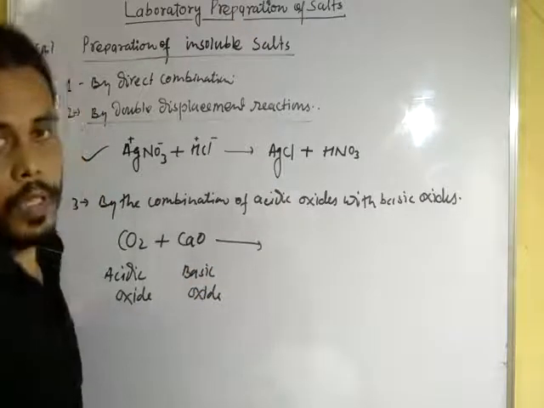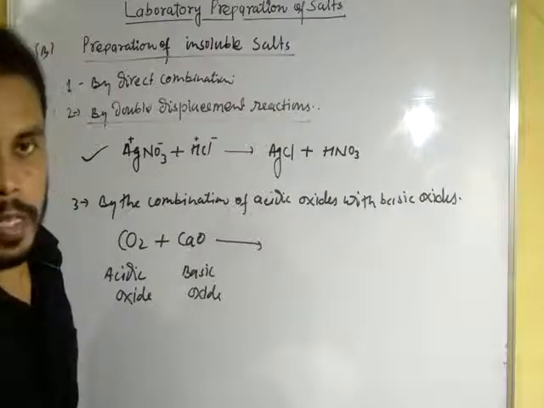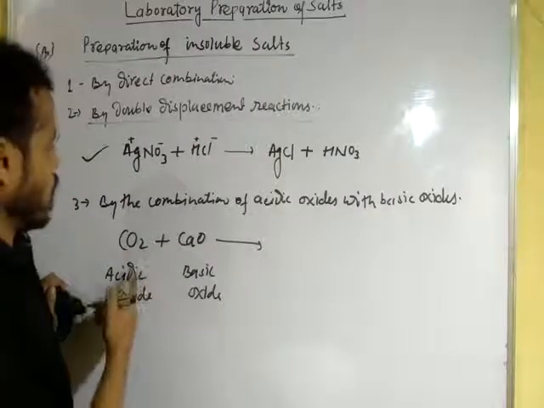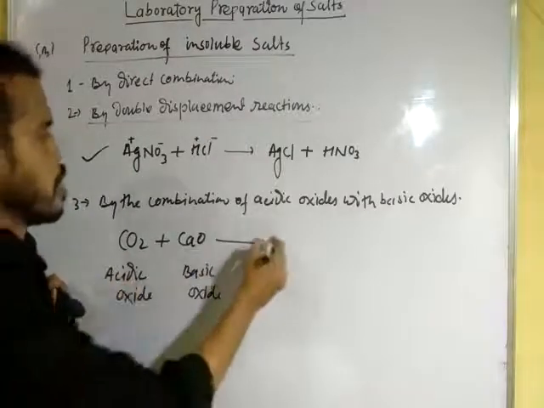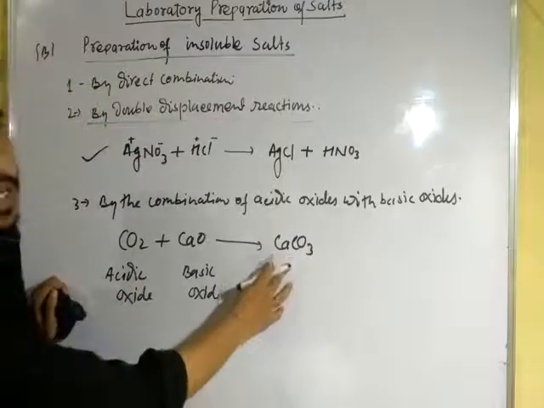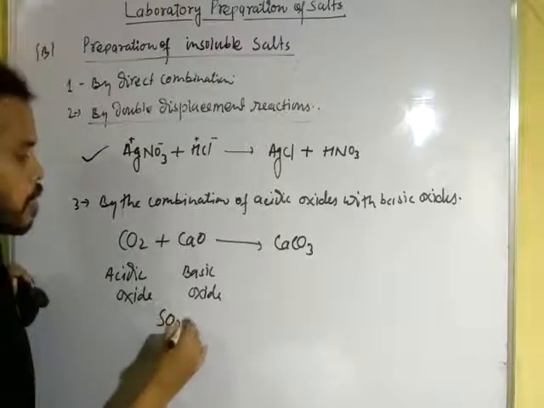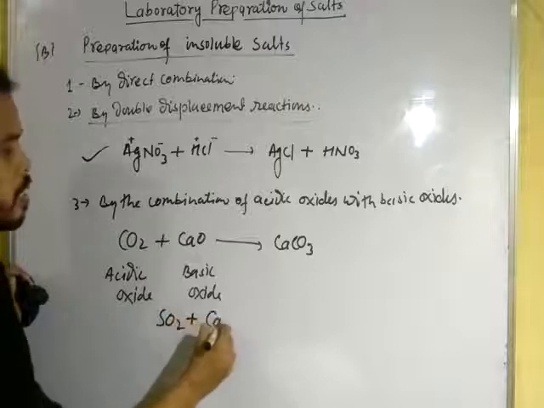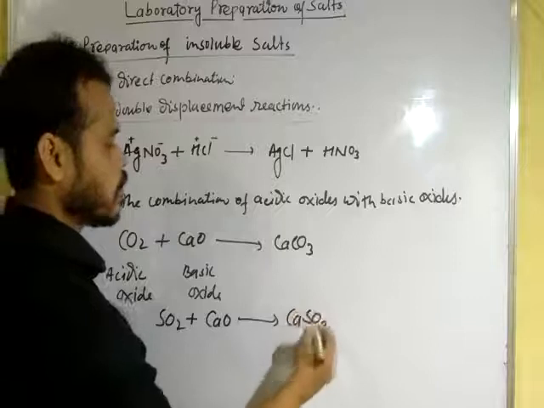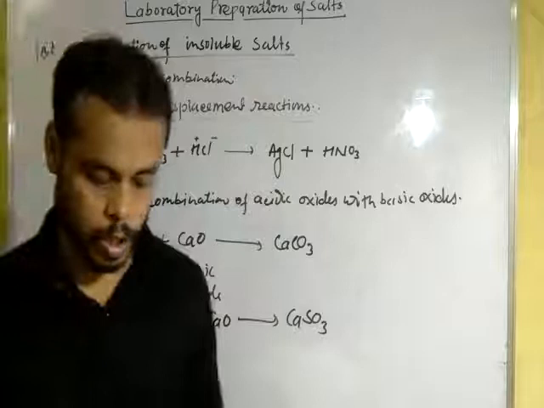Dear student, all non-metallic oxides are known as acidic oxides and metallic oxides are known as basic oxides. So here the basic oxide and acidic oxide combine to form calcium carbonate, CaCO3. This is the product, a salt, and insoluble. When sulfur dioxide is treated with calcium oxide, CaO, it forms calcium sulfite, CaSO3. This is calcium sulfite, this is calcium carbonate. Both are salts and insoluble salts.